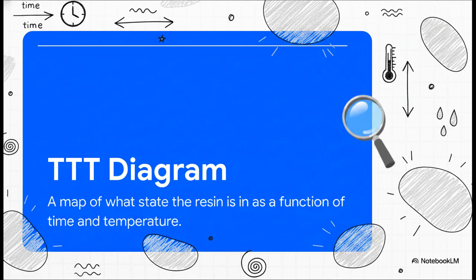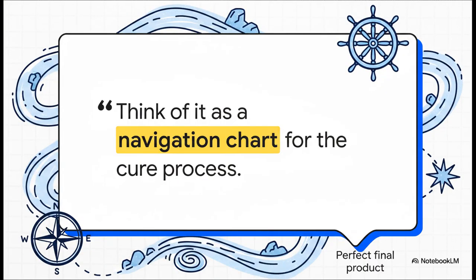Basically, think of it as a cheat sheet that tells you exactly what state your resin is in at any given moment based on two things: how much time has gone by and what the temperature is. This thing is absolutely crucial for the entire process. This quote from our source just nails it. It perfectly captures the whole idea. This isn't just some boring graph. It's a navigation chart. It lets you actually pilot the curing process, helping you steer around all the hazards and head straight for that perfect final product.